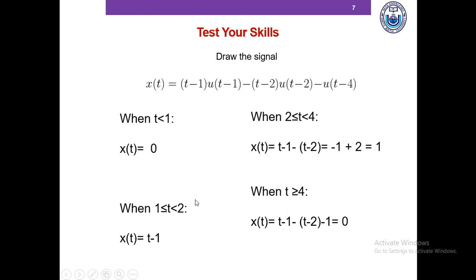When t is greater than 1 but less than 2, this step function gives 1, this one gives 0, and this one gives 0. That's why x of t is equal to t minus 1. When t is greater than 2 but less than 4, this step function gives 1, and this step function also gives 1. So we have t minus 1 from this step function, and from this we have minus (t minus 2). So if we do some algebra, we end up with 1. And lastly, for the last interval, t greater than 4, where all these step functions give 1, we have t minus 1 minus (t minus 2) minus 1 to obtain 0 here.